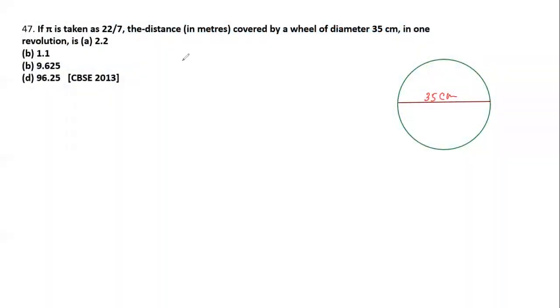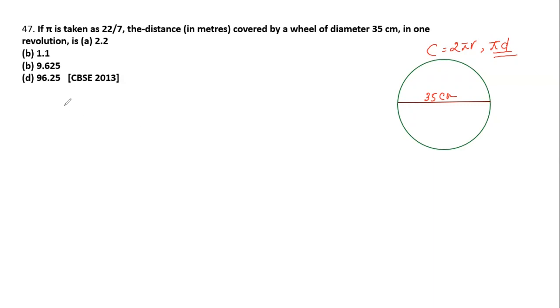Here we go with question number 47. If pi is taken as 22 upon 7, find the distance in meters covered by a wheel of diameter 35 centimeter. To find the distance covered by a wheel, we need to find the circumference. The circumference formulas are 2 pi r and pi d. We will use pi d because d is given. Why should we convert d into radius and multiply again with 2? Instead, we will use the pi d formula, but we need to convert it into meter.